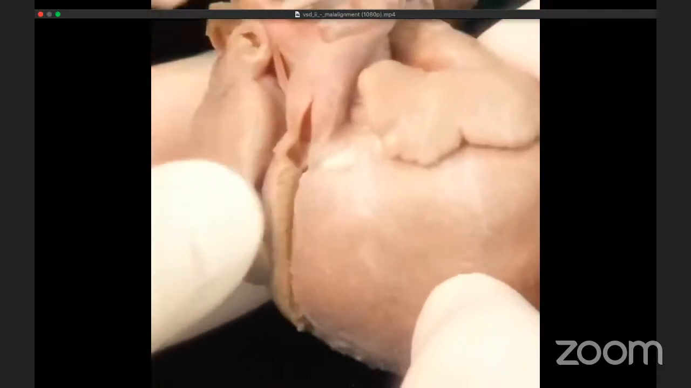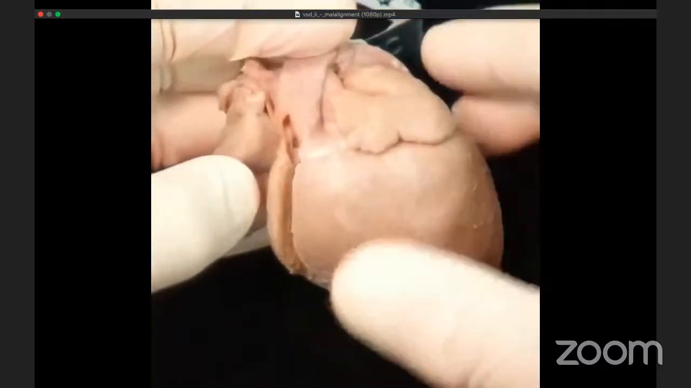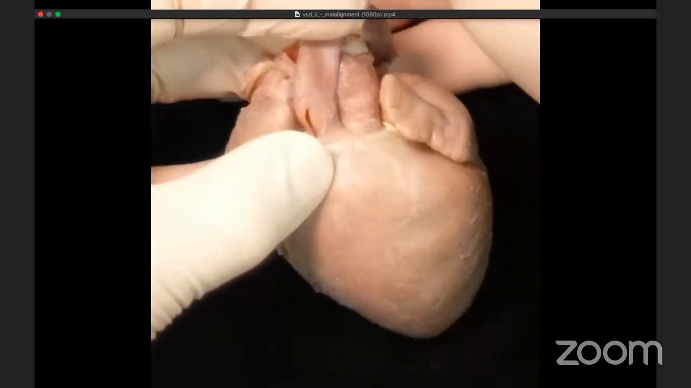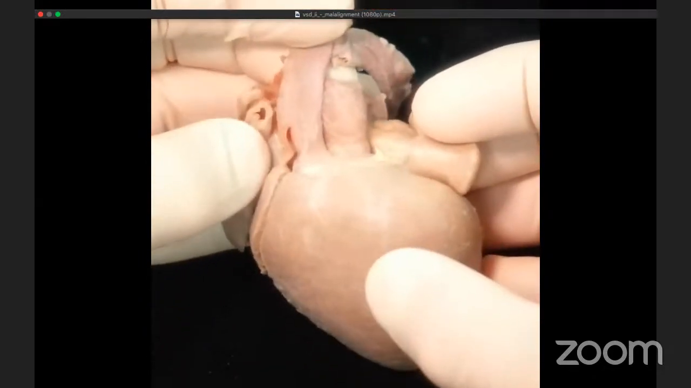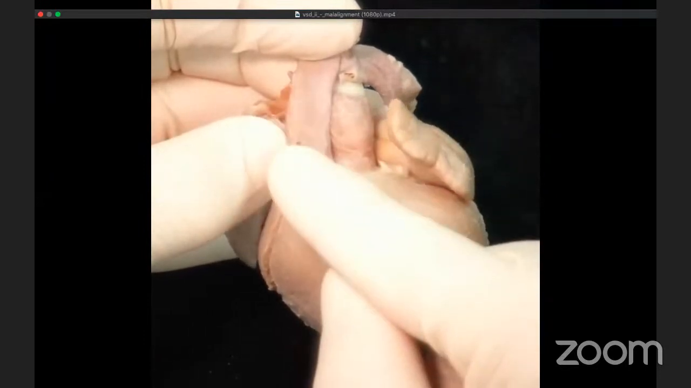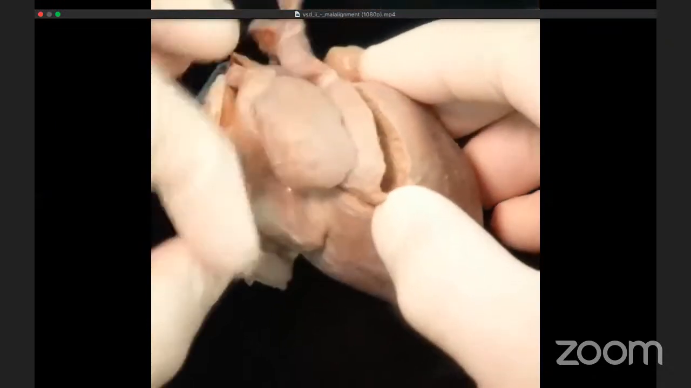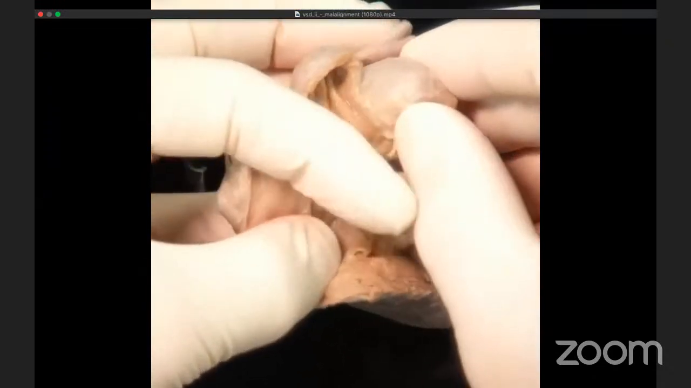Let's move to the final heart then. Slightly larger sample than the previous hearts, but again you'll see this abnormal arrangement of the great arteries just by chance. In fact, there is double outlet right ventricle. Again, the aorta is anterior and to the right of the pulmonary trunk. Let's look at the connections, the AV connections first of all.